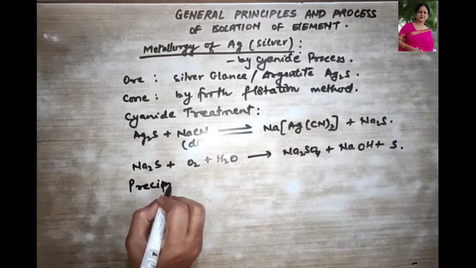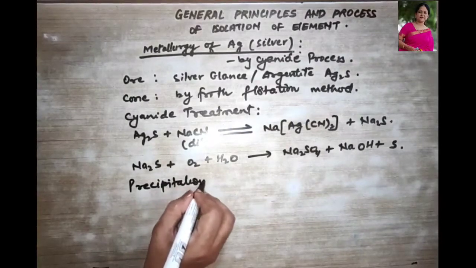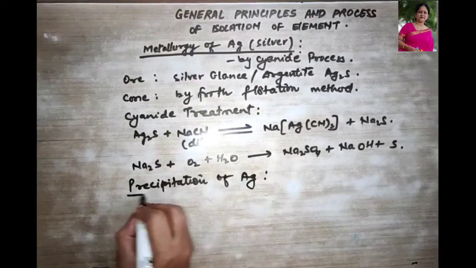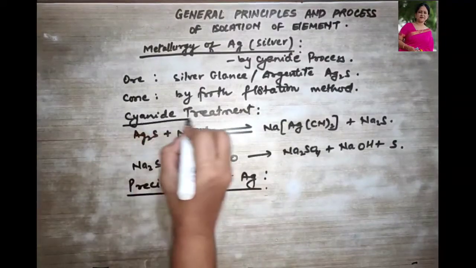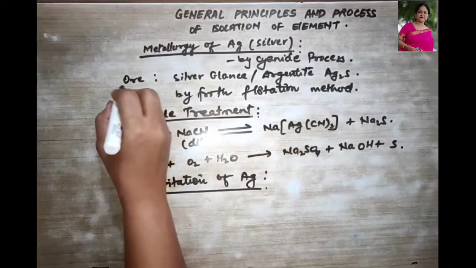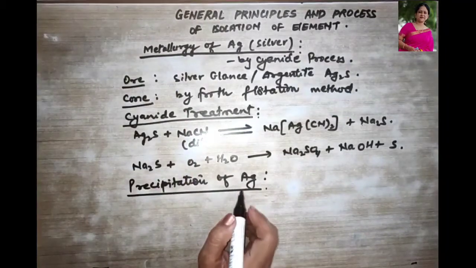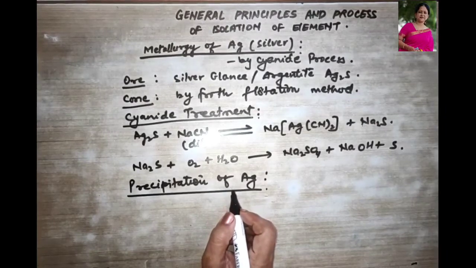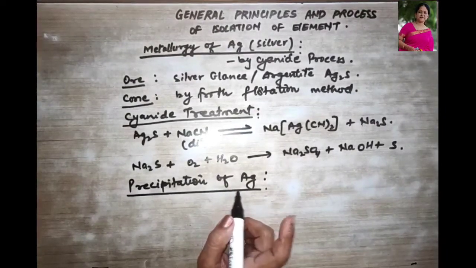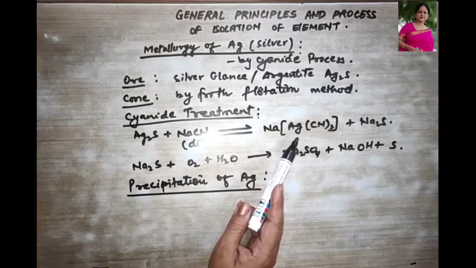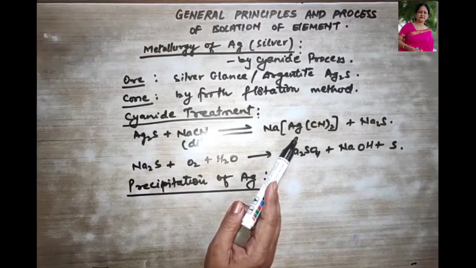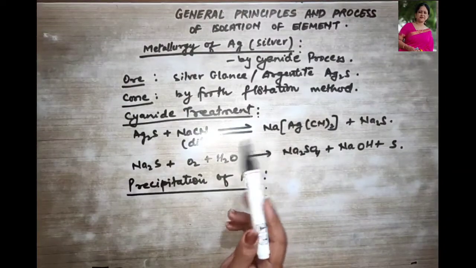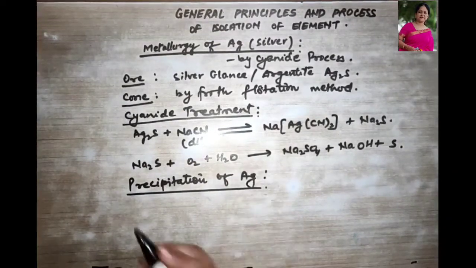So precipitation of silver. This is one process. Cyanide treatment we understood, right? So how does the precipitation of silver take place? Silver is precipitated from the complex salt, that is sodium argentocyanide, by adding a more electropositive metal, that could be zinc.